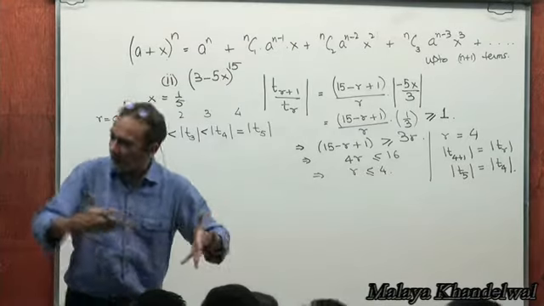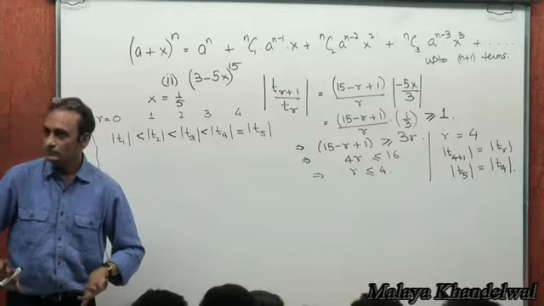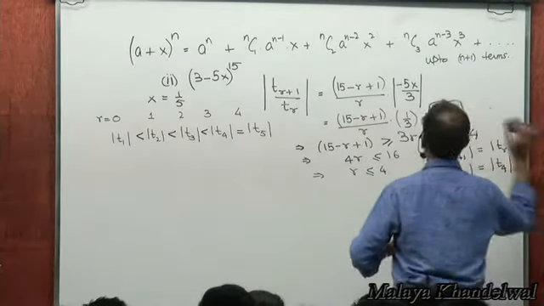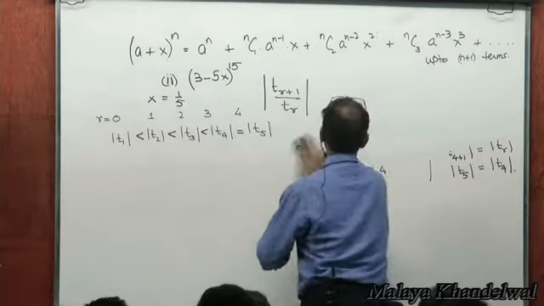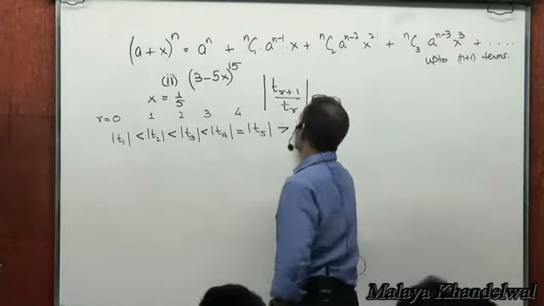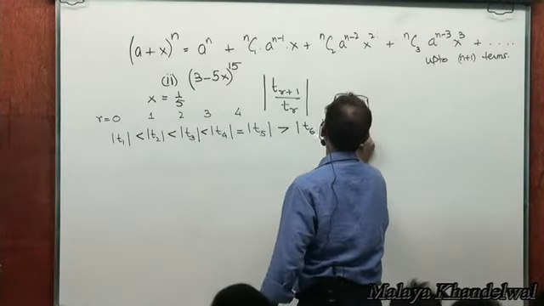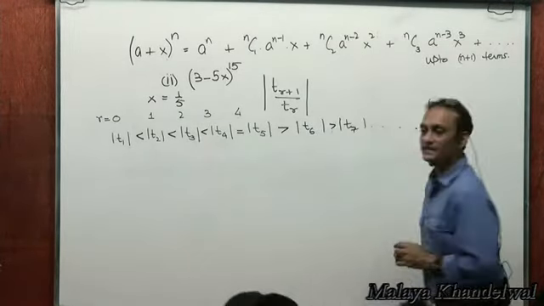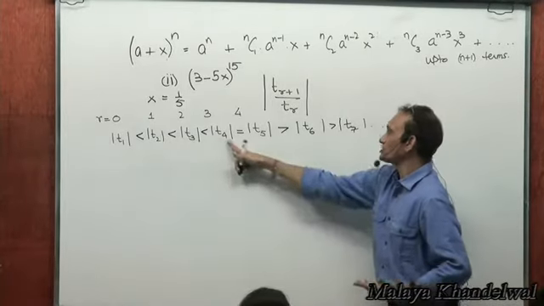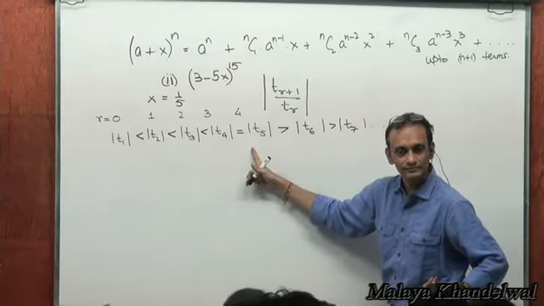See, up to this point, it has been increasing. And after this point, it has to be decreasing. Right? Yes, sir. So after this point, mod t5 is greater than mod t6, is greater than mod t7, and so on and so forth. Can this be said? So numerically, which is the greatest term? The fourth term and the fifth term are numerically the greatest term, right?